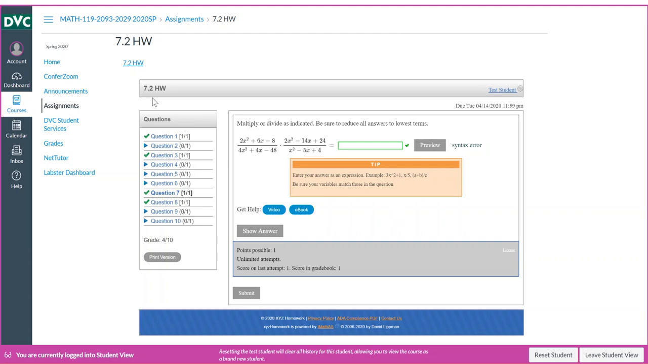In this video, we're going to do homework 7.2, question number 7. We're asked to multiply or divide as indicated. We're doing multiplication, and then make sure that we reduce our answer to lowest terms. In other words, simplify. Look for those secret times ones. We're going to do this on a separate piece of paper.